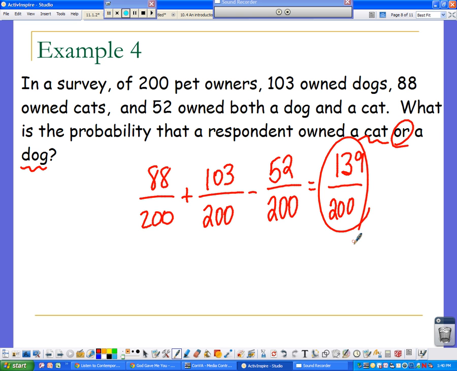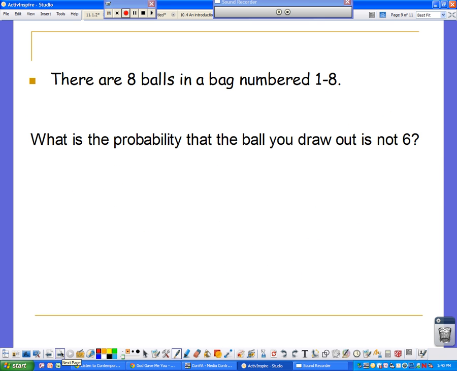All right, so the next question that I have kind of leads into the next topic that we're going to discuss. And that is, there are 8 balls in a bag numbered 1 through 8. What is the probability that a ball you draw out is not 6?